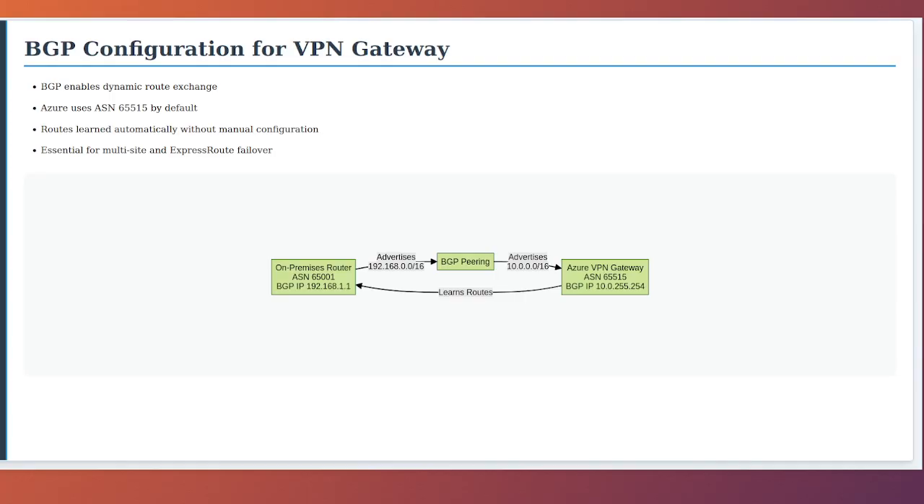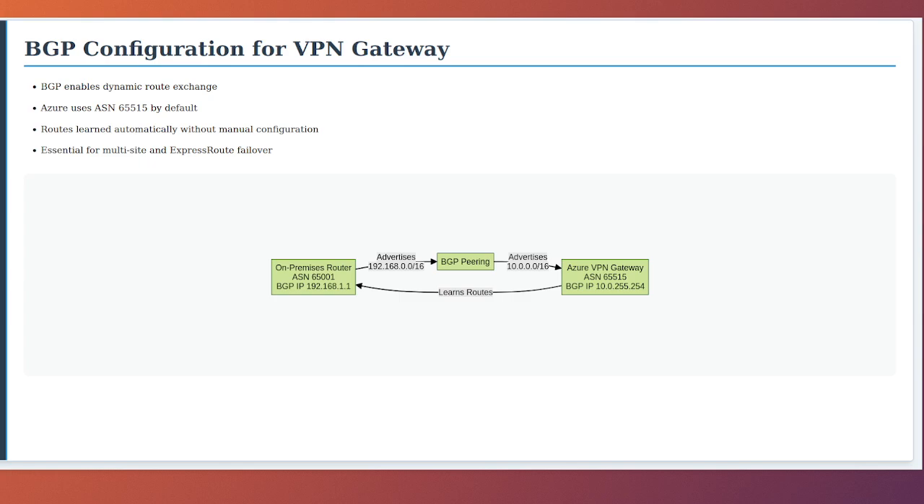When BGP is enabled, routes are exchanged dynamically rather than being statically configured. Your on-premises router advertises its local network prefixes to Azure, and Azure advertises the virtual network address space and any connected networks back to your on-premises environment. If you have multiple site-to-site connections or VNet-to-VNet connections with BGP enabled, routes are shared across all these connections automatically. This creates a fully dynamic routing topology that adapts to network changes, link failures, and new connections without manual intervention.